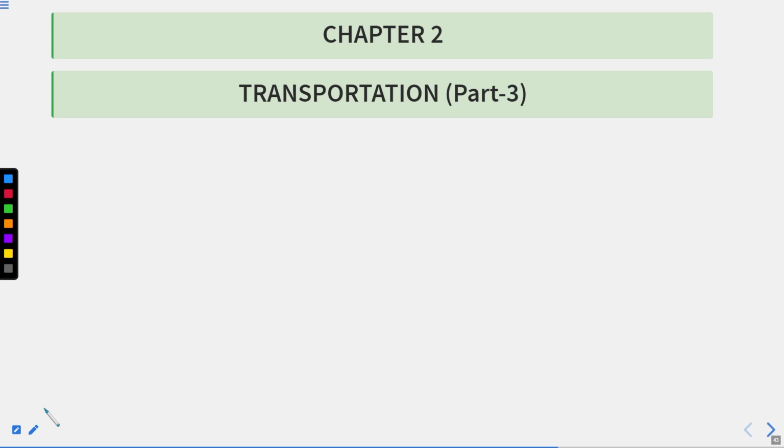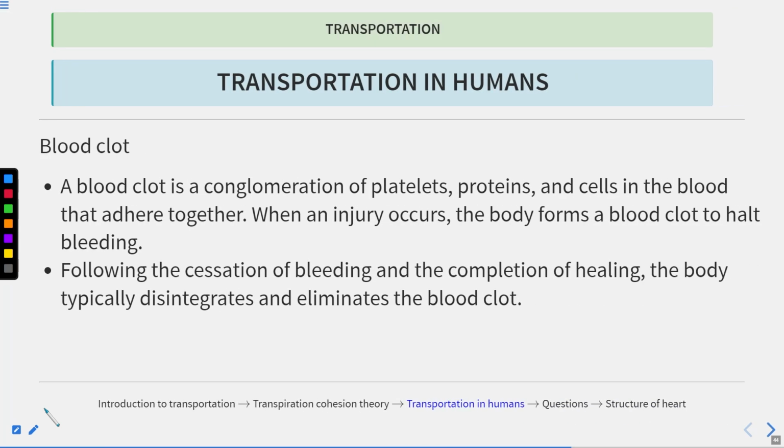In this session we will cover how a blood clot is formed. So we'll study blood clot formation, and then we'll study the rest of the topics. In the beginning I will give you a brief introduction about the blood clot, and then we will study the blood groups, how many blood groups are present in humans, and which blood group is the universal donor and which one is the universal receptor. We'll study all of these. So let's start with the blood clot now.